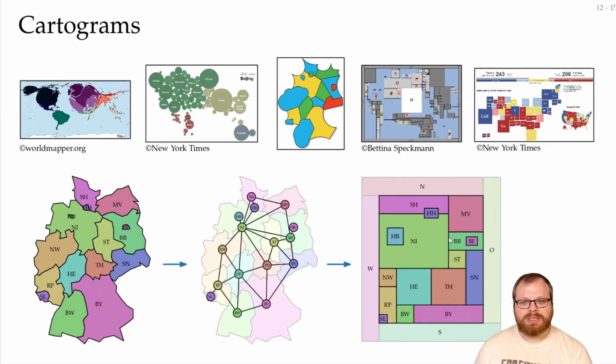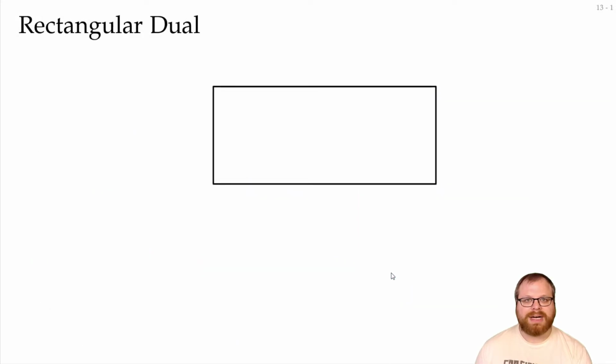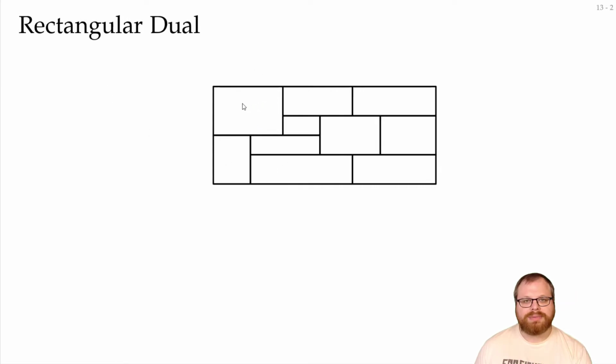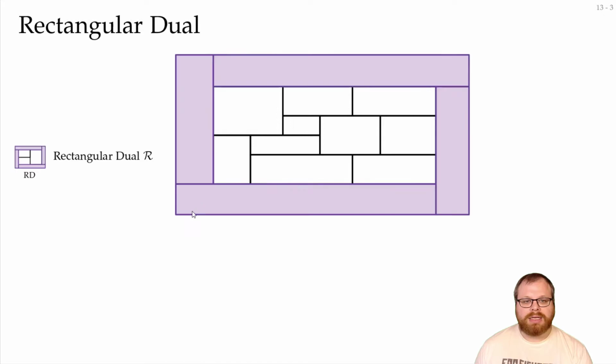Here we are also required to get a specific area for every rectangle. That one we will drop for now, but we will focus on this step, how to go from such a graph, where we don't have degree 1 or degree 2 vertices, to a rectangular dual. So let's define the rectangular dual. We have a rectangle, and we subdivide it into smaller rectangles. And then we place 4 rectangles on the outside for north, east, south, and west. This is a rectangular dual, so it's a partition of a rectangle into smaller rectangles with exactly 4 on the outside.